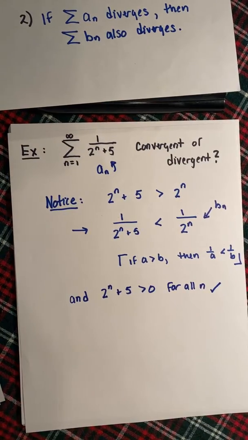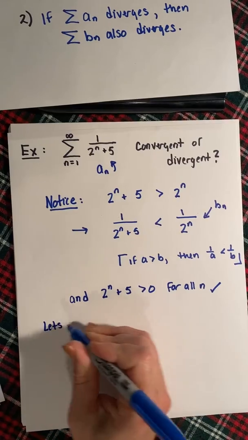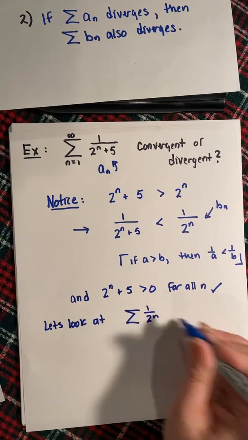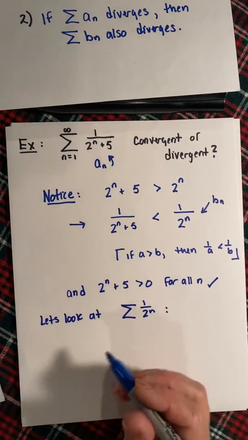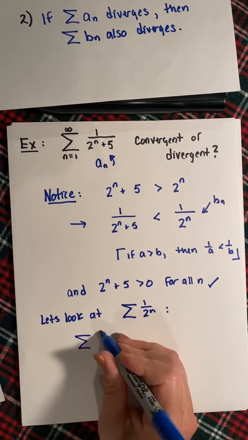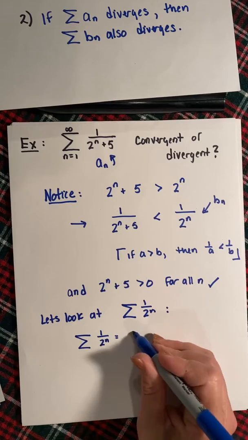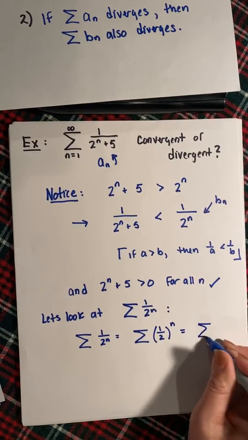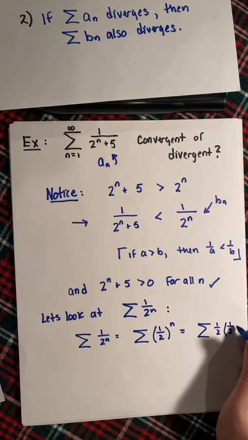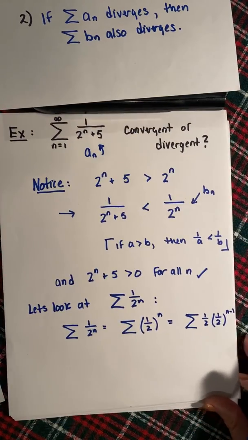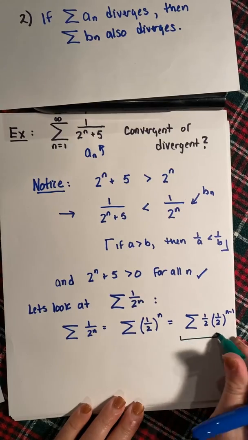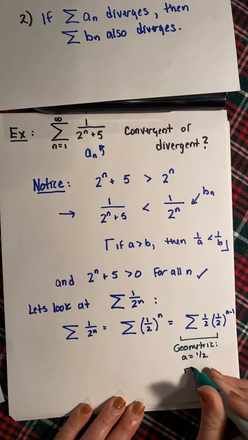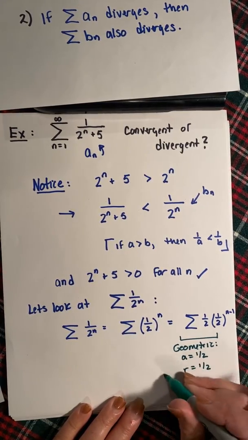Right? So the terms are positive. So now let's look at this series, 1 over 2 to the n. Well, let's just get it into the form of a geometric series. So 1 over 2 to the n is equivalent to 1/2 times 1/2 to the n minus 1. Now it's in the necessary form to call it a geometric series. So this is geometric. A equals 1/2, R equals 1/2, and we know this converges because of this.